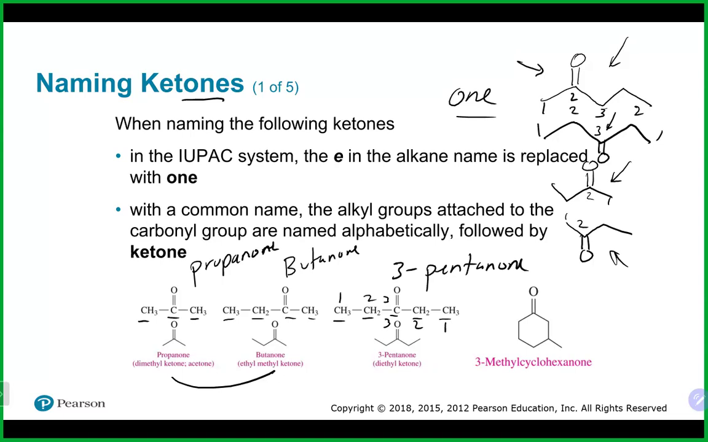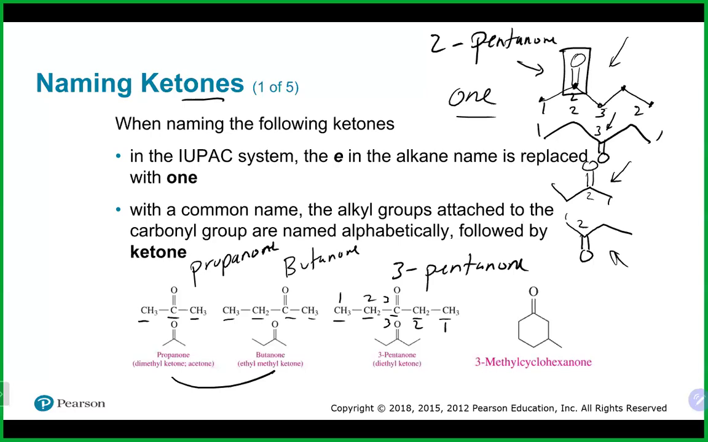2-pentanone, right? So it still has 5 carbons: 1, 2, 3, 4, and 5. So that is also pentanone. But our carbon-oxygen double bond, which is right here, is at carbon number 2. So it's right there at that 5 carbons. So you do have a couple of options as to where that can be.